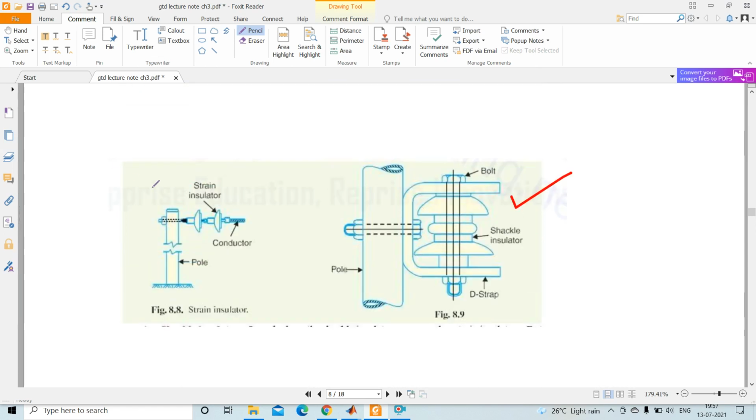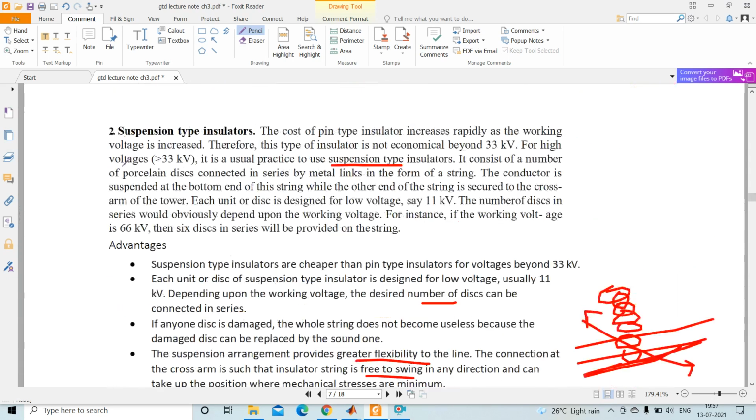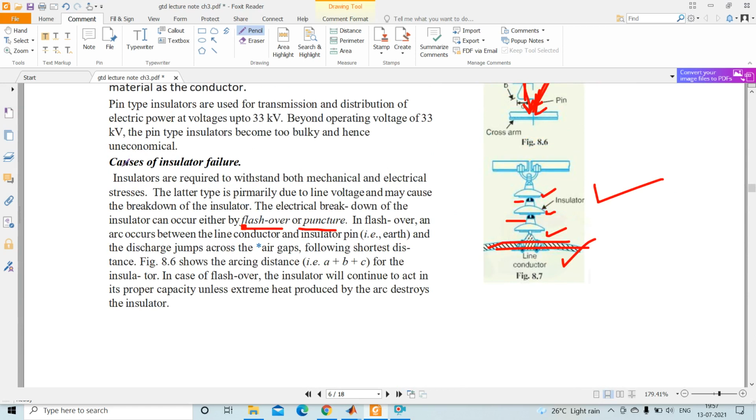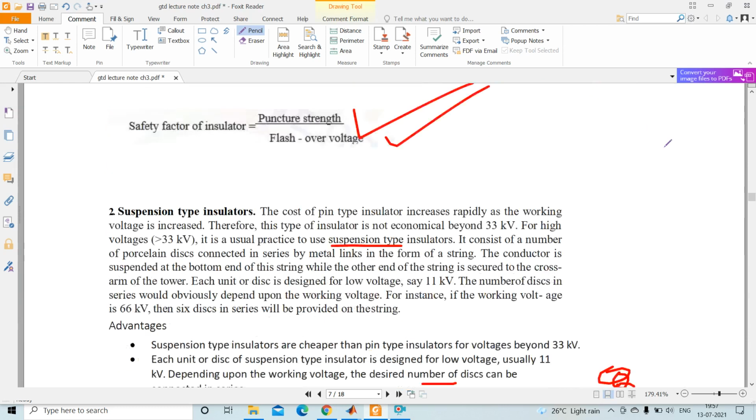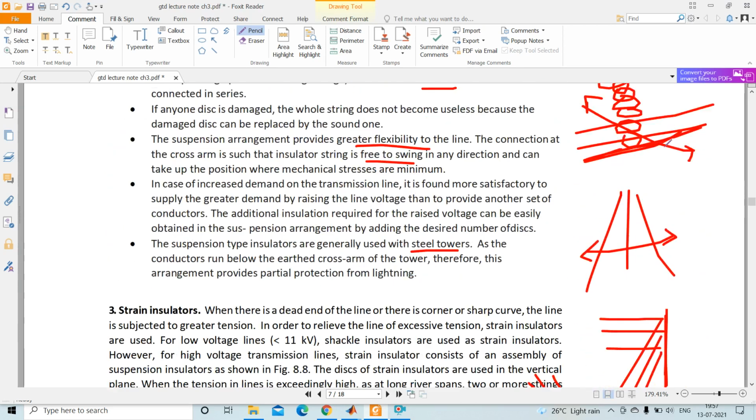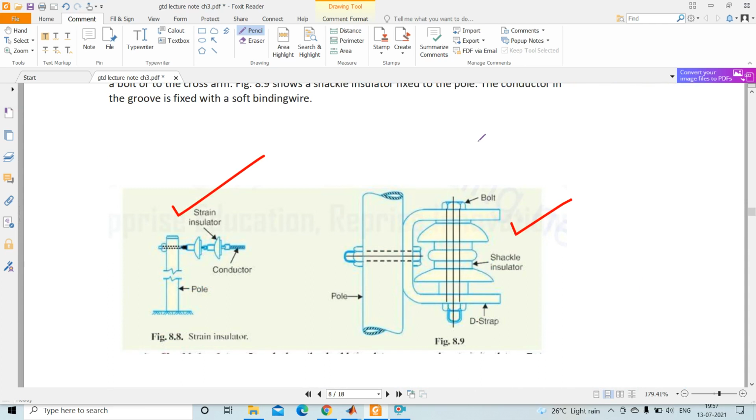And this is the strain type insulator connected like this. I already told you, in the previous diagram you saw the strain type insulator like this. This is one strain type insulator. You can also call it a suspension type insulator, but the suspension type when attached like this forms a strain type insulator. Now you have clearly understood the types of insulator, and what the advantages and disadvantages of each type are.